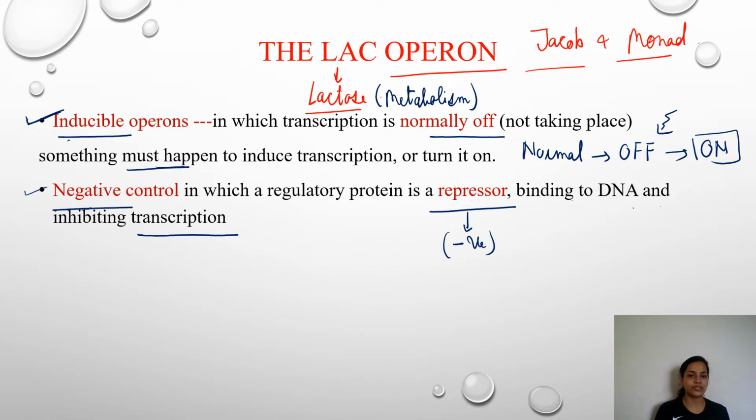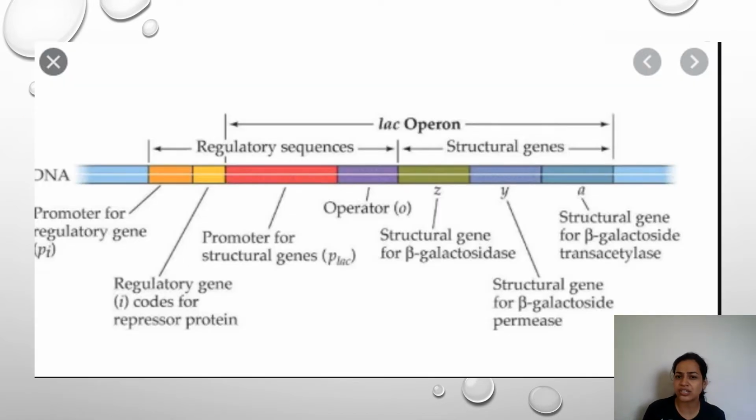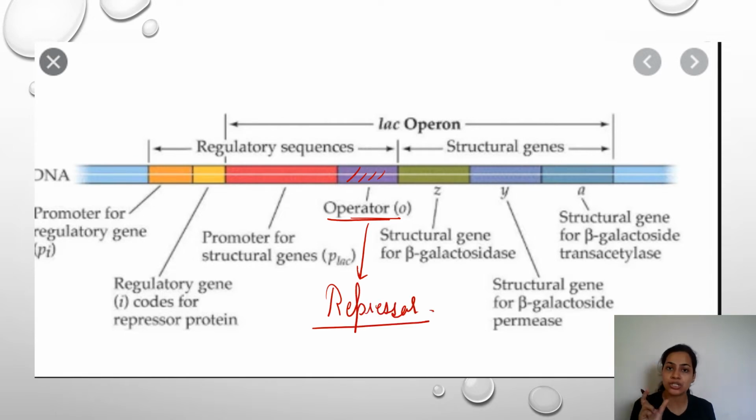Okay, let's move further. Upstream to the structural genes we have a sequence known as the operator region. The operator region is the site where the repressor comes and binds. Always remember that this is the site on the DNA where the repressor will be binding. Upstream to that there is a promoter, and this promoter is for all these structural genes.